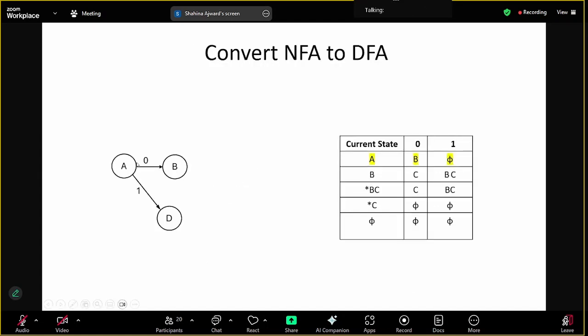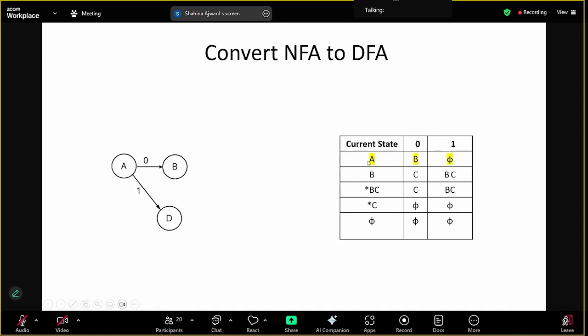Now here, when A receives the input 0, it goes to the state B, right? So we start from A. Now we start a very fresh state diagram, forget about the NFA, and we start from the beginning. So we start a new state and name it A and give the input symbol 0. That's supposed to go to B, so we draw another circle and name it as B.